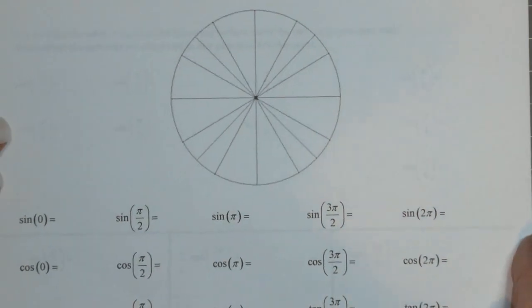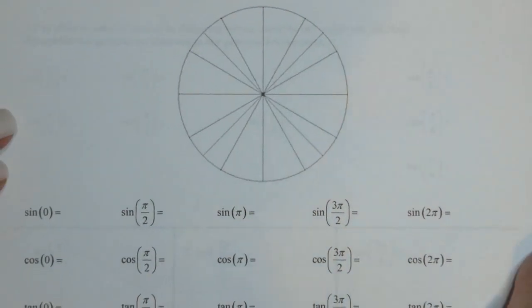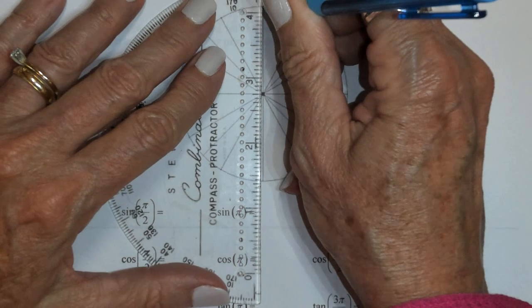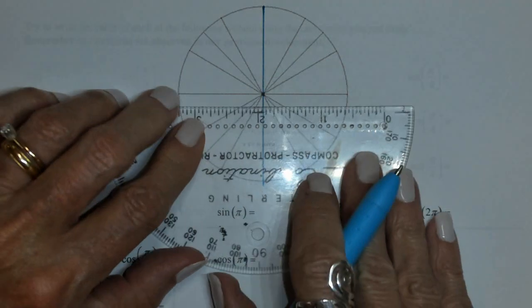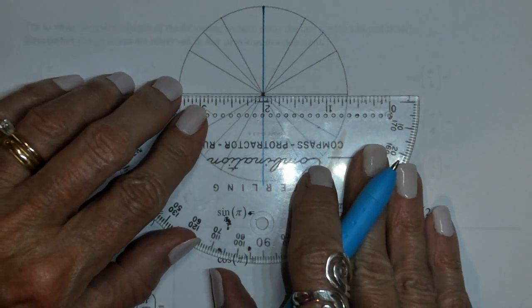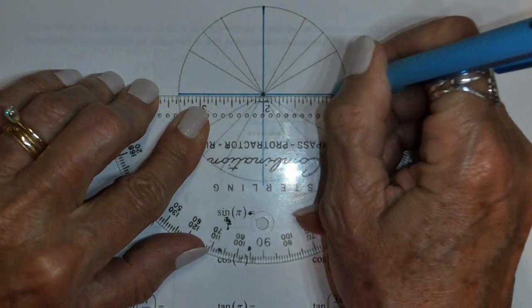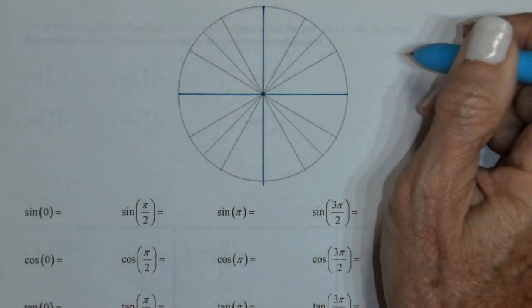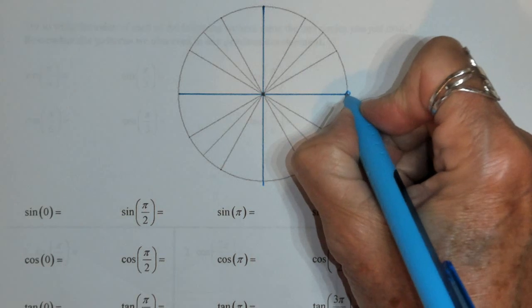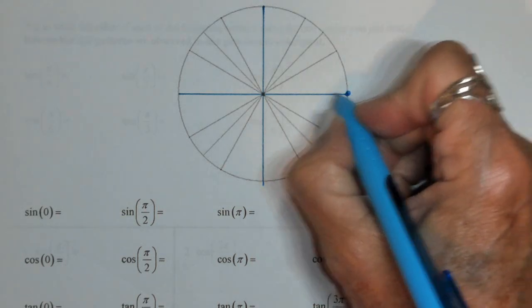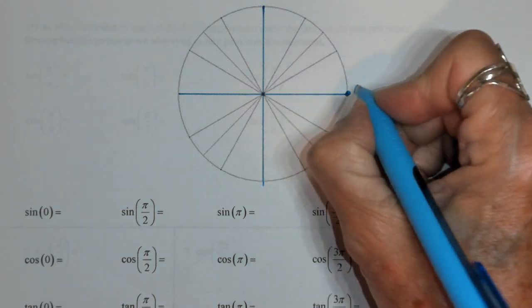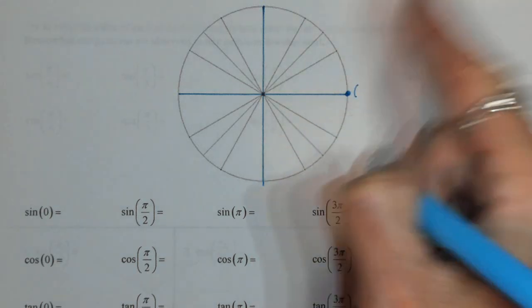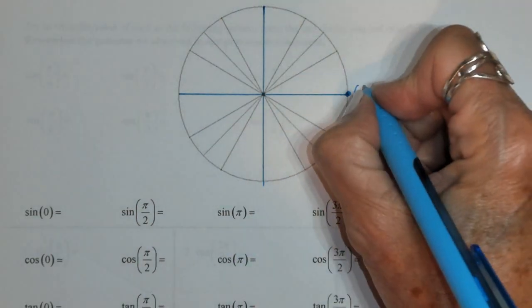Alrighty. Let's take a look at our axes. So now I'm going to highlight here these axes. Okay, what point is this right here? When theta is 0 radians, what point is that? If it's a unit circle, which it is, this must be the point 1, 0.